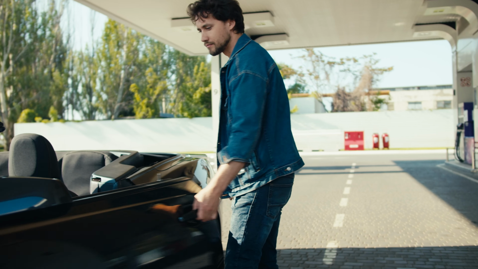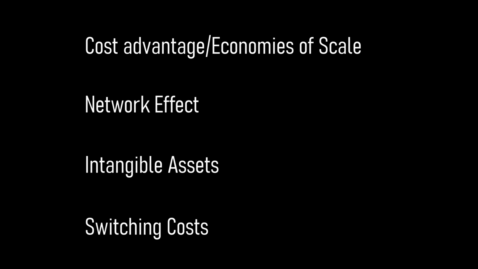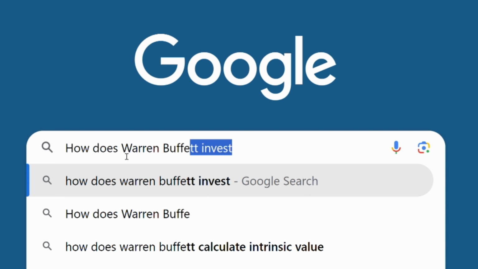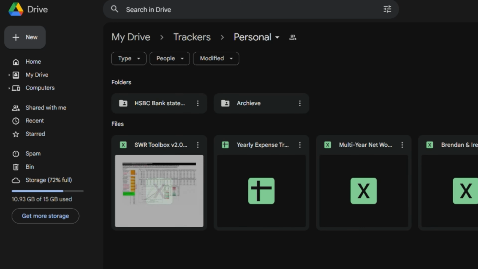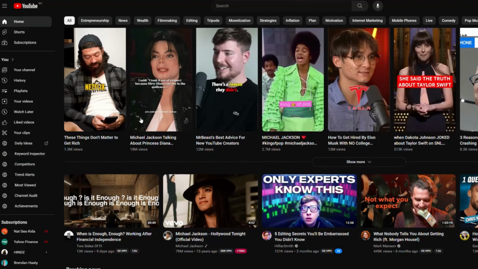The last type of moat is switching costs, and this refers to the effort, either financial or non-financial, for customers to switch to alternatives. For example, most people use Google Chrome to search, Gmail to send emails, and the same account to share files on Google Drive, as well as to watch YouTube videos. Think about the hassle of having to give up your Google account and start over.